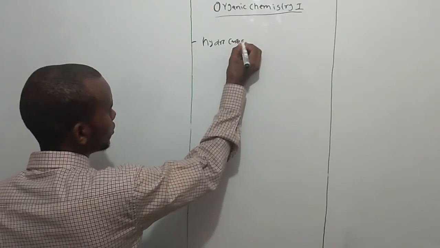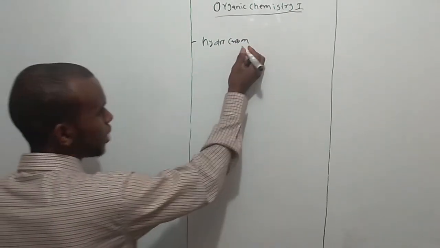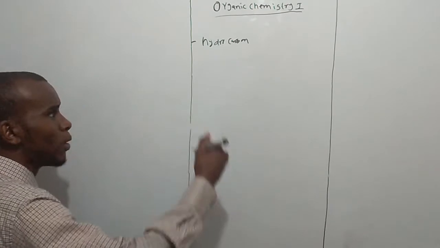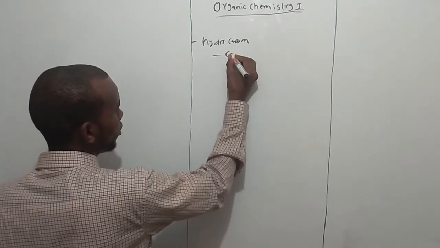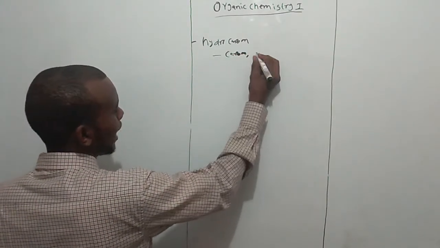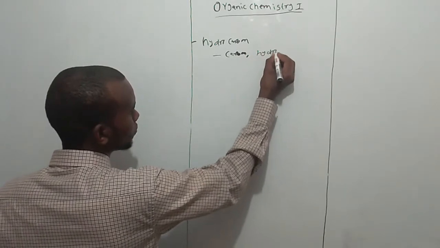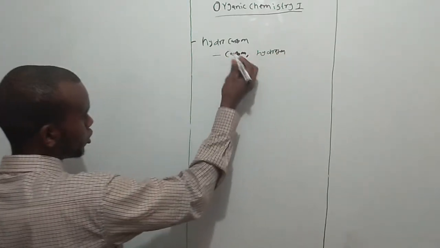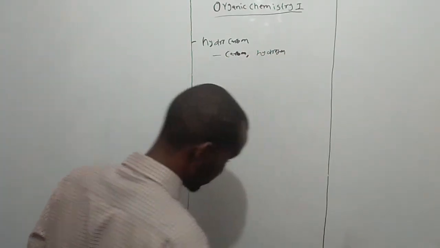Hydrocarbon. And you know that a hydrocarbon is a compound that consists of carbon and hydrogen.